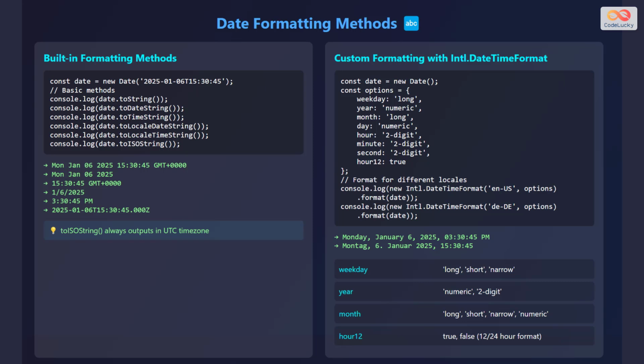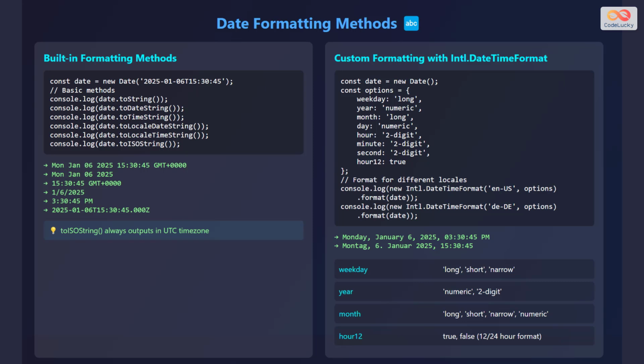For more customized formatting, the Intl.DateTimeFormat object can be used. With this object, you can set various formatting options. For example, you can specify the format of the weekday, year, month, day, hour, minute, second, and the use of a 12-hour or 24-hour clock. Also, this allows you to format dates according to different locales. For example, the output for the en-US locale will be different from that of the de-DE locale. The Intl.DateTimeFormat object provides a wide range of formatting options for dates and times.